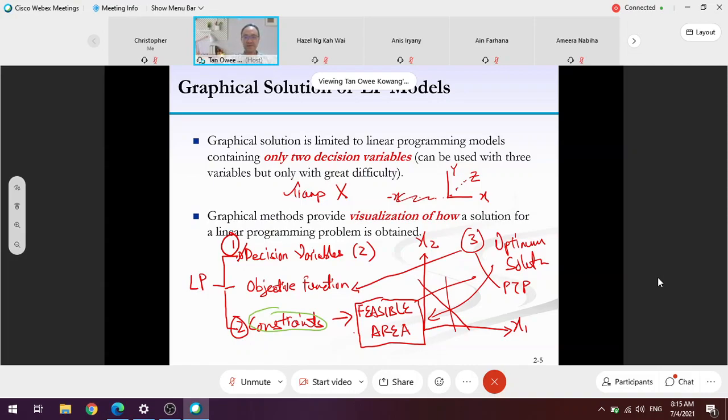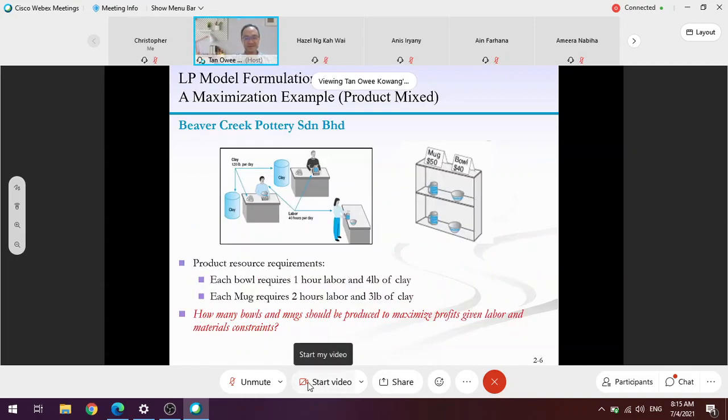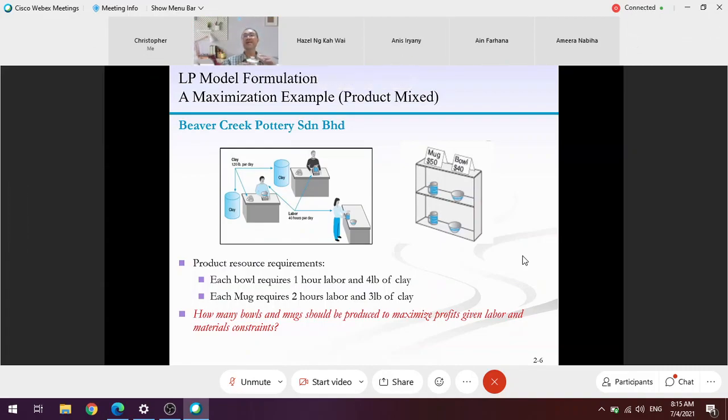So Chris, again, you are representing the whole class, is it? So remember this example, Beaver Creek Pottery Sandria Bahat. Remember this? Beside Chris, the rest, remember? Yes, doctor. Please remember this answer, okay. Nazira remembers, okay, good.